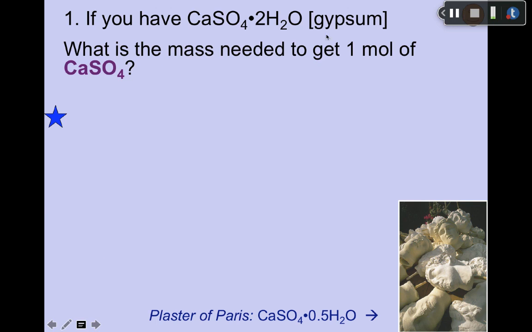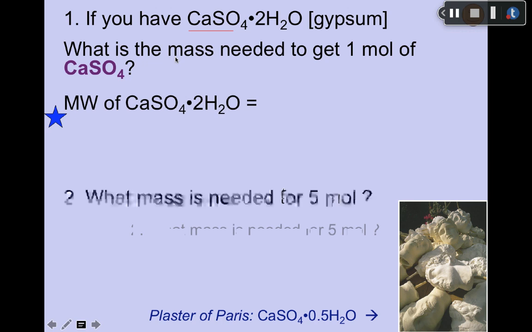One example of a hydrate is gypsum. Anybody who's ever done sheetrock, you know what gypsum is. And it's calcium sulfate with two water molecules co-crystallized in the solid. It's called the dihydrate of calcium sulfate. And if you pose the question what the mass is that is required to get 1 mole of calcium sulfate, you have to realize how to approach the problem.